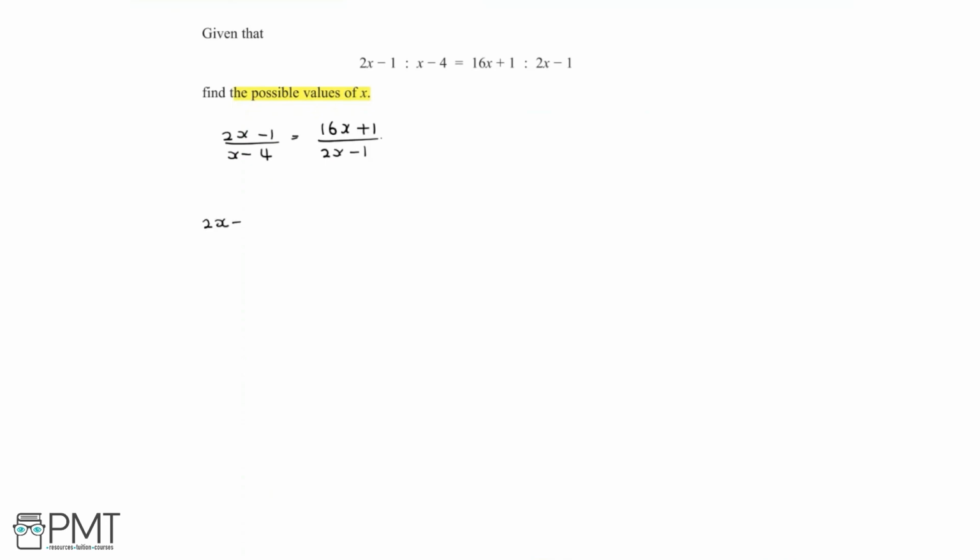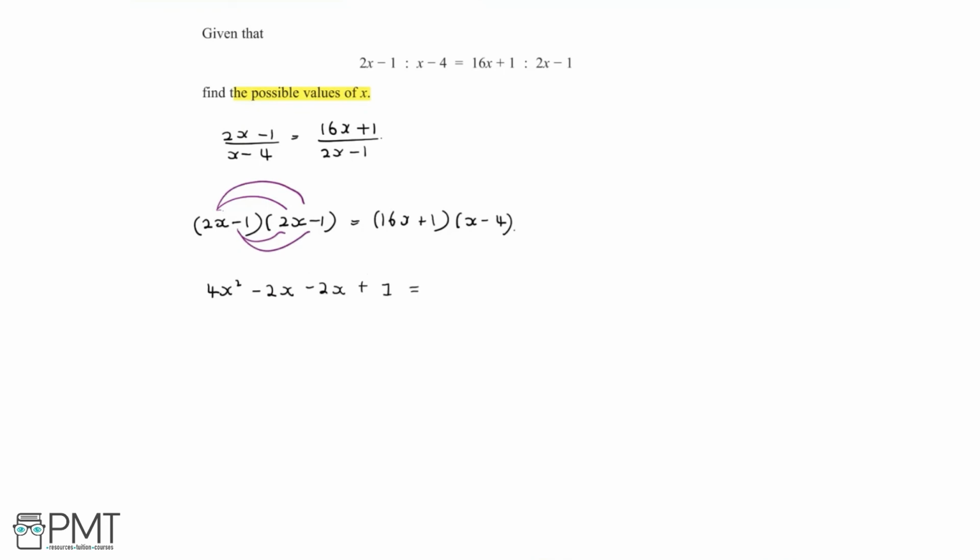We have 2x minus 1 multiplied by 2x minus 1 is equal to 16x plus 1 multiplied by x minus 4. We have two sets of double brackets, so let's begin to expand. 2x multiplied by 2x is equal to 4x squared. Then we have 2x multiplied by minus 1, which is equal to minus 2x. We then have minus 1 multiplied by 2x, which is equal to minus 2x. Finally, we have minus 1 multiplied by minus 1, which is equal to plus 1.